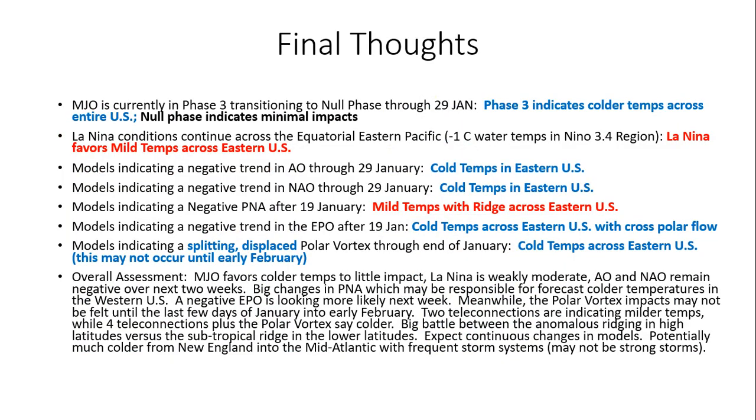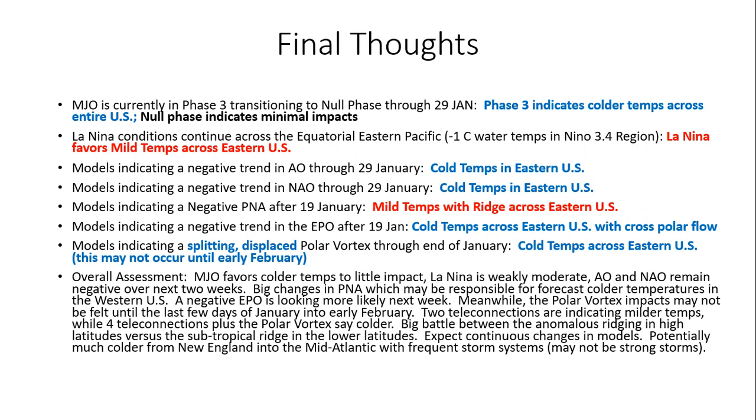All right, so moving on to the final thoughts for tonight's video. The MJO, we looked at that. It's currently in phase 3, transitioning to null phase, right on through the end of January, pretty much, through 29 January. Phase 3 indicates those colder temperatures across the entire U.S., not just the East, and I'm kind of seeing a phase 3 look right now. Now, the null phase, if it goes back to that inner smaller circle on the diagram we looked at for the MJO, that's going to indicate minimal impacts. That's not going to favor warmer or colder temperatures.